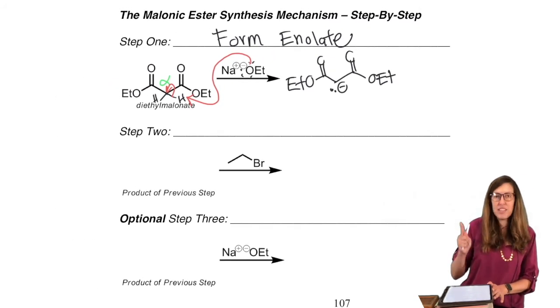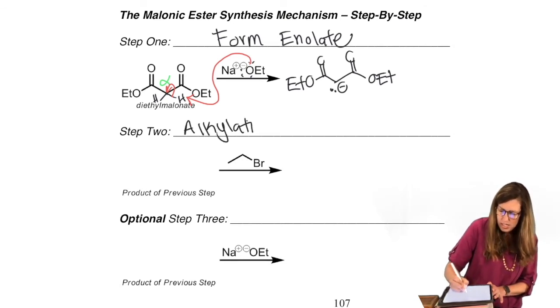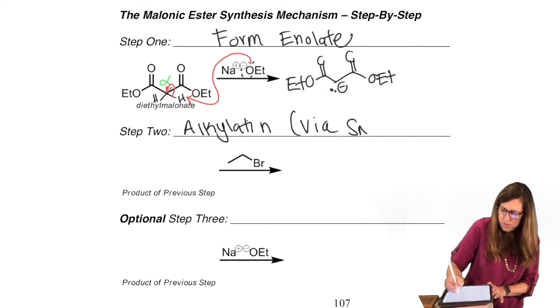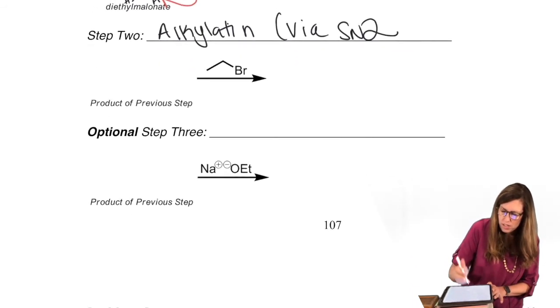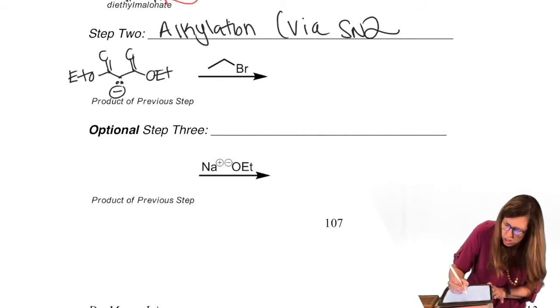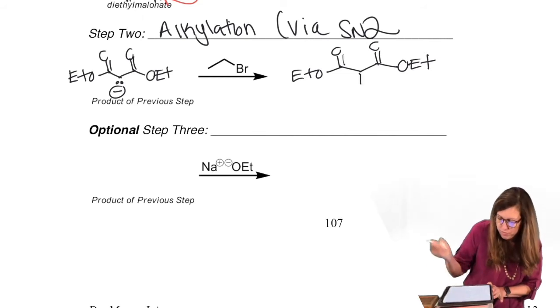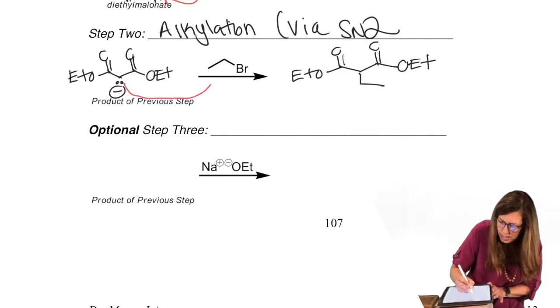Step 2, alkylate via SN2. So let's draw the product first. Got my O. Product from previous. Lone pair. Let's draw what that should look like if we alkylate. New group on the alpha carbon. What's the new group? I don't know. What's on the halogen? Oh, it's an ethyl. There we go. Attack, kickoff. It's SN2.